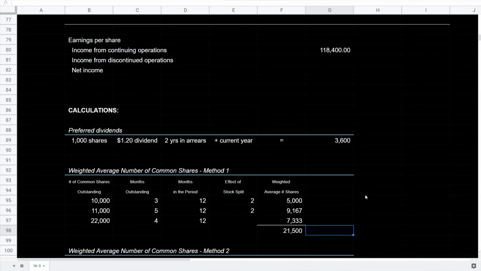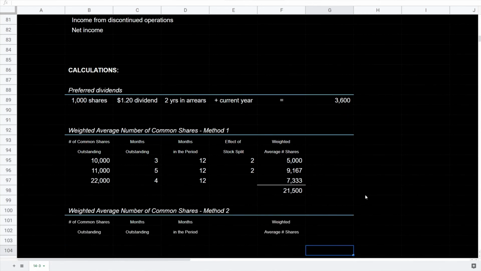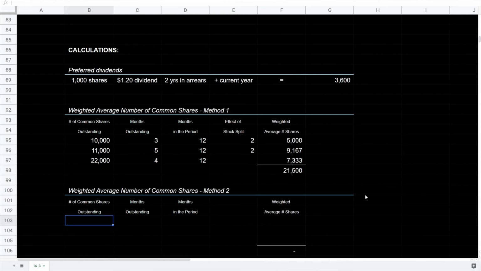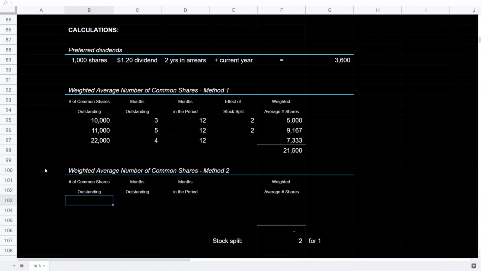That's been my preferred method of calculating the weighted average number of shares, but for a simple situation like this, there's another way. Let's take a look. So down below, I'll show another way. The number of shares outstanding is 10,000 for the first period for 3 months out of 12 months in the year. The next period is still 11,000 outstanding for 5 months out of 12 months in the year.